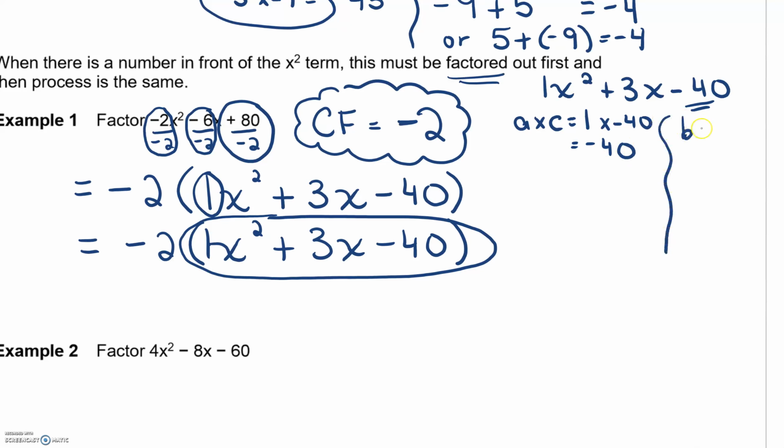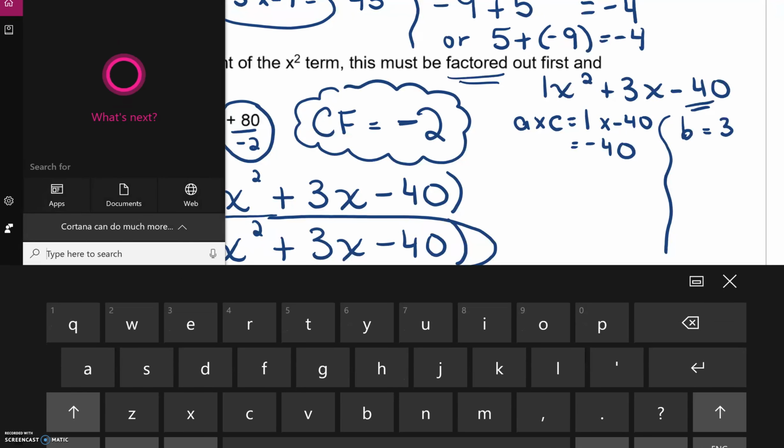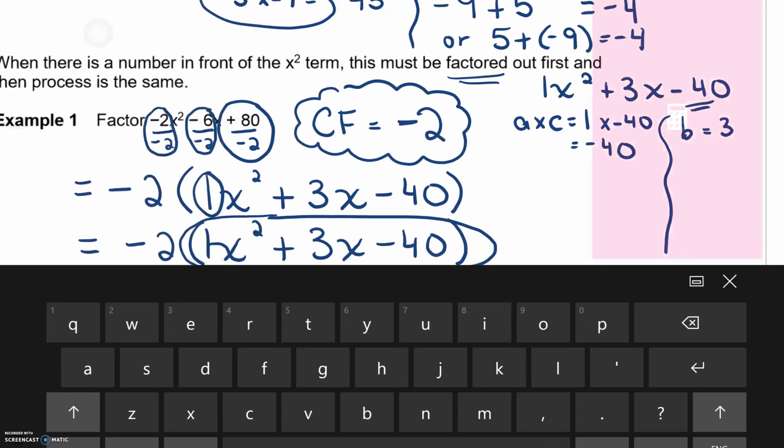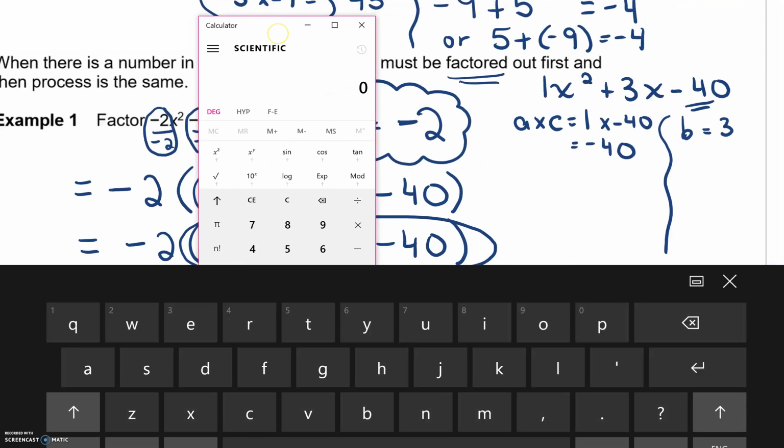We'll do a little chart. The b value is the middle value, which in this case is 3. So don't worry about the 3 for now. Worry about finding the factor. You'll have to worry about finding the factors of 40. So I'm just going to pull up my calculator again, okay, just to show you what I'm doing on my calculator. And we need to work with 40.